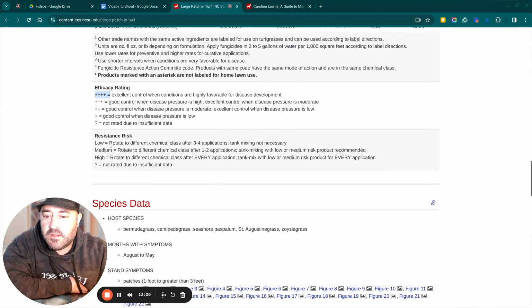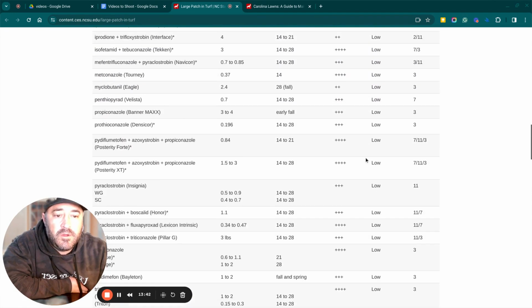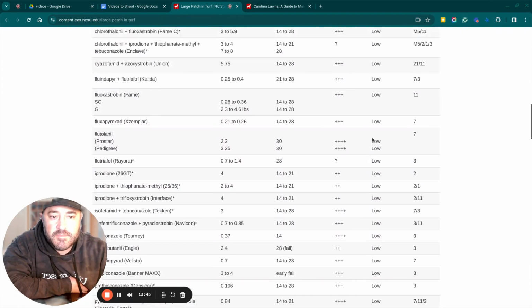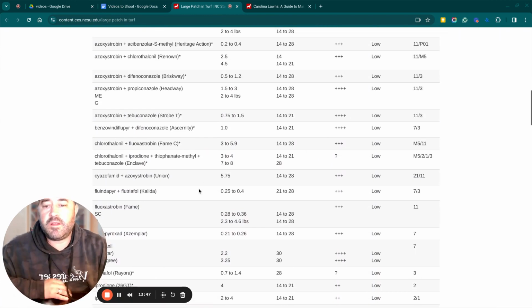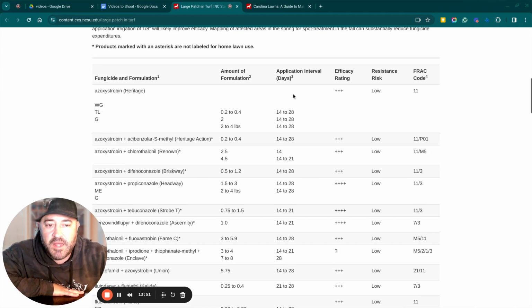Resistance risk, low equals rotate to different chemical class after 3 to 4 applications. Low. All right, rotate to different chemical class after 3 to 4 applications. Tank mixing not necessary. And so they are all low. So you can go online, figure out where you can get these, and then you can see the ratings and then the resistance. All right, so azoxystrobin, Heritage.